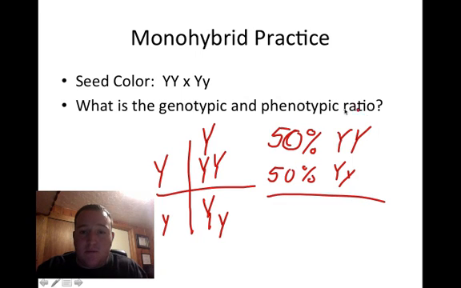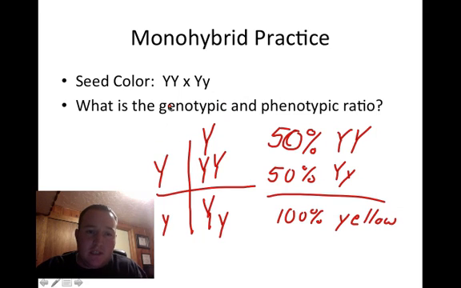Okay, then the next part is, what is the phenotypic ratio? Well, each one of these has the big Y, so it's going to be 100% yellow. And so if you crossed 2 yellow seeds, one that's homozygous and one that's heterozygous for seed color, we'd always get this 50-50 genotypic ratio and 100% phenotypic ratio.